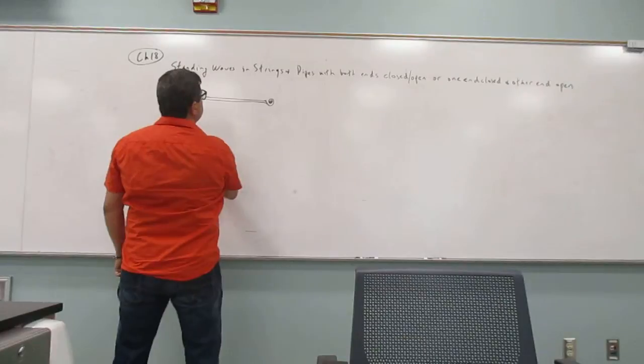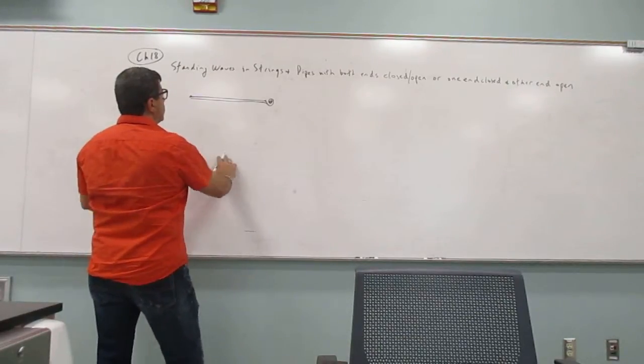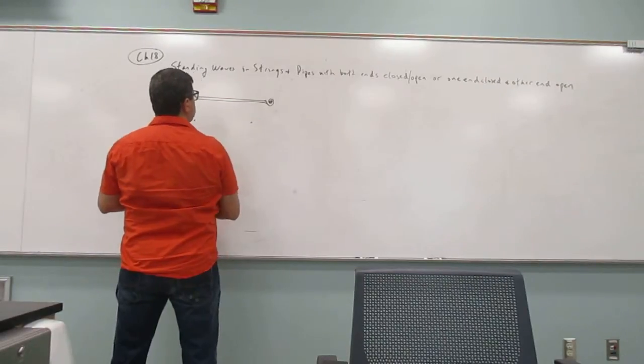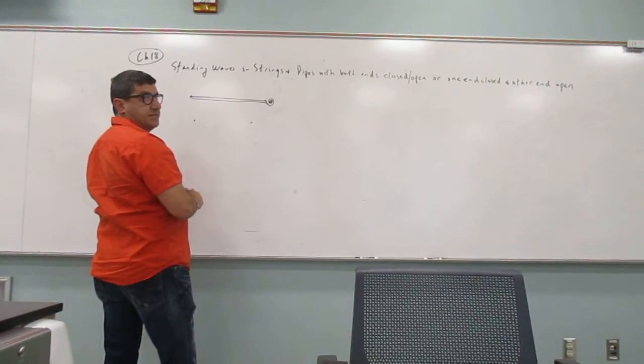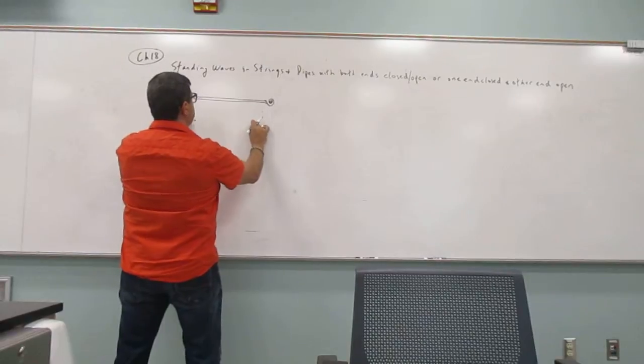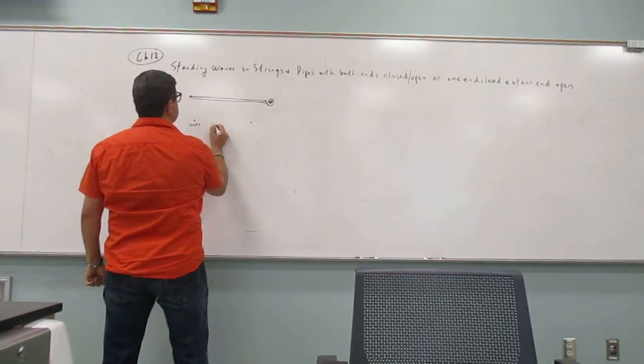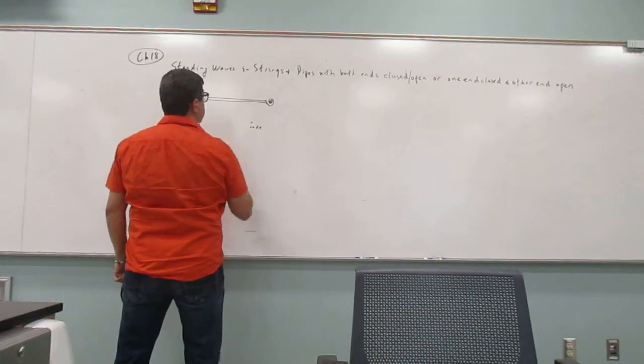So usually for those cases, the two ends of the string are going to be a node. That means it's going to be destructive interference. So that means they're not allowed to vibrate up and down. So this is a node, that means destructive interference happens.